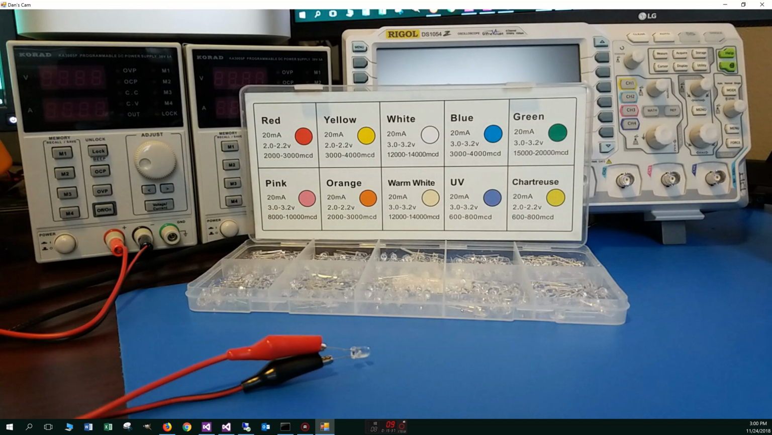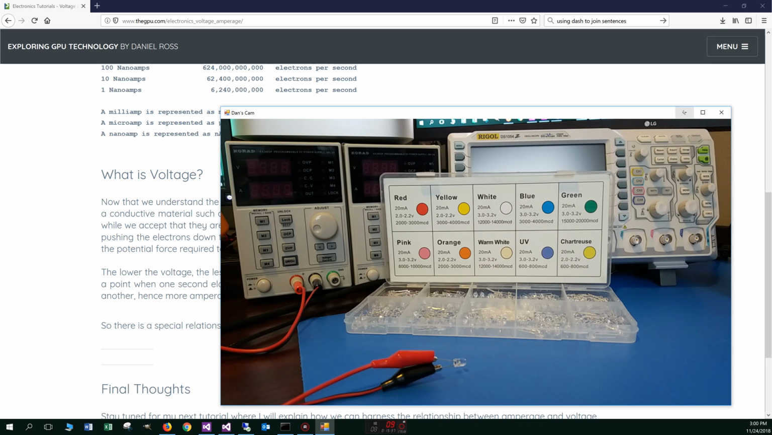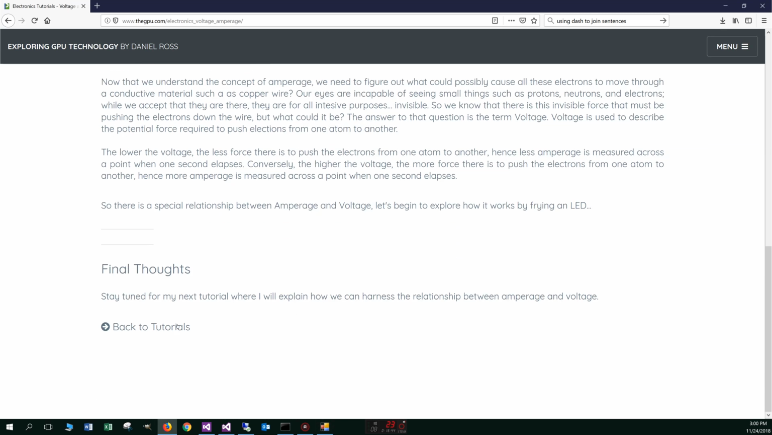And really, that'll about do it for this tutorial here. Hopefully, you guys got some stuff to think about there. But I'm going to go ahead and minimize that. And so basically just stay tuned for my next tutorial where I will explain how we can harness the relationship between amperage and voltage. That concludes this tutorial.